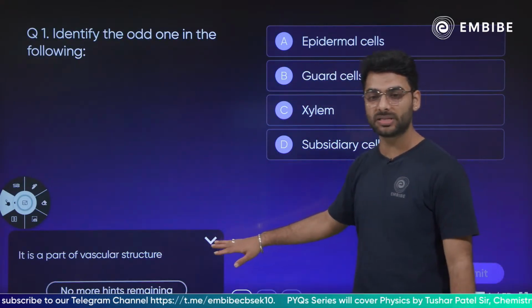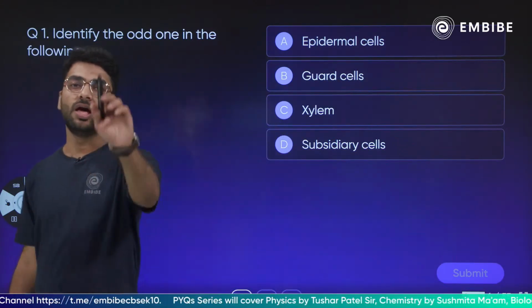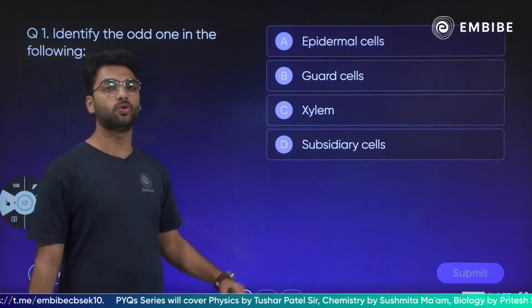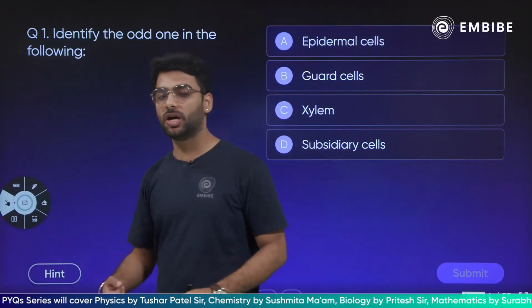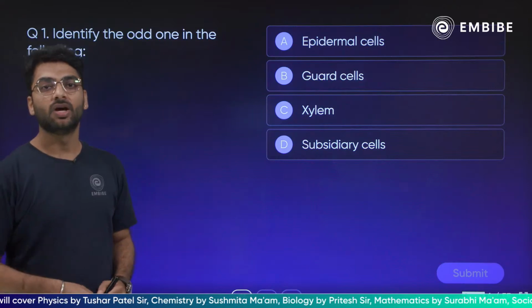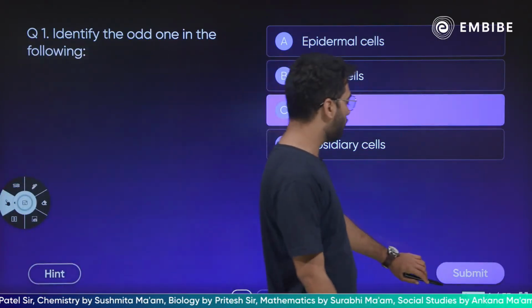Very easy. Just tell me which is the odd one out. Arthi has given the answer as D, Rudra as C. What about Rupanjana? Rupanjana, what one do you think? C. Okay, Amrita, hi Amrita, welcome. You are also seeing xylem. So let's go with xylem and see.